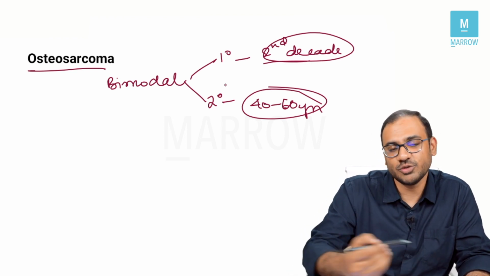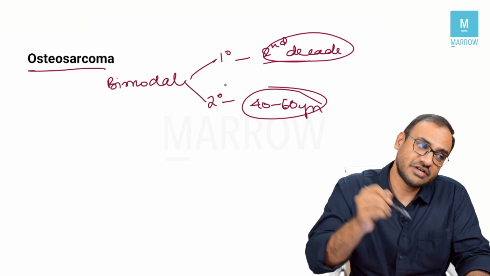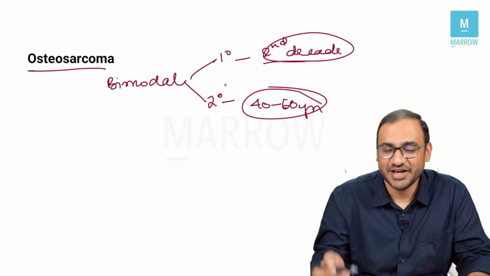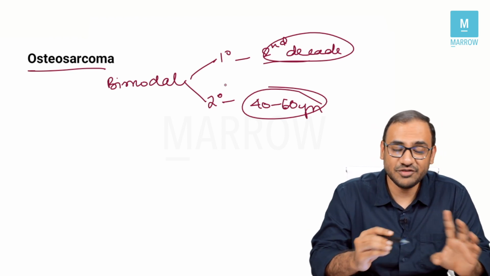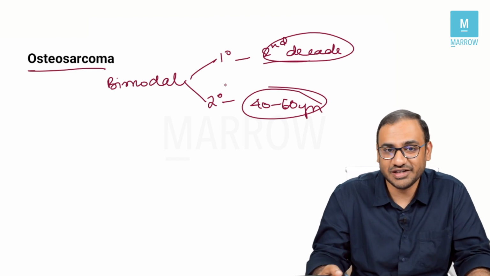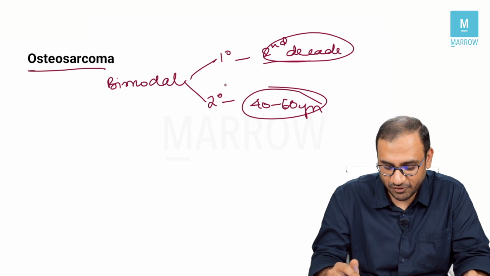So Ewing sarcoma most commonly occurs in the second decade. But the most common bone tumor in the first decade is Ewing sarcoma, and the most common bone tumor in the second decade is osteosarcoma. And if they do not give you any kind of a decade and ask you what is the most common bone tumor in children, then you can say osteosarcoma. So please be careful, these three types of MCQs.